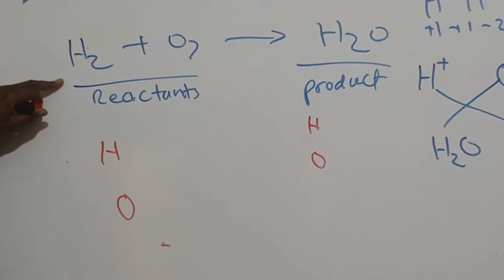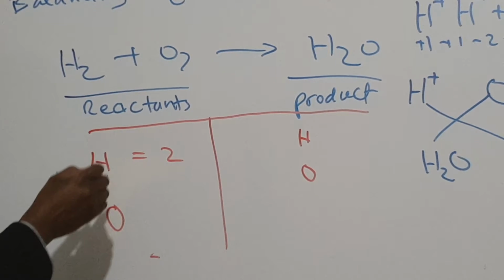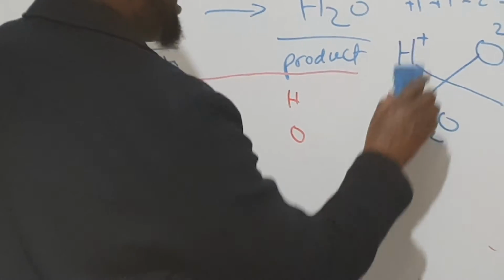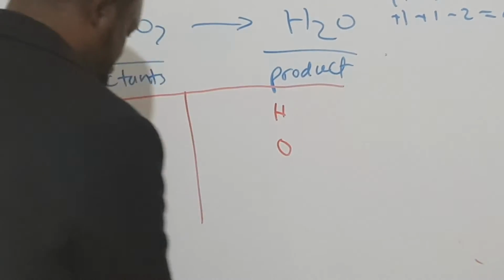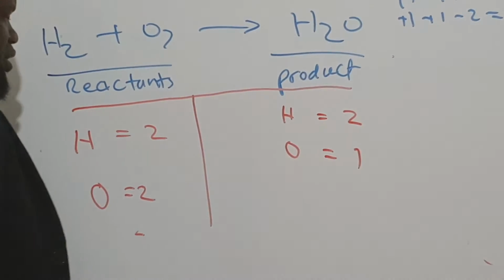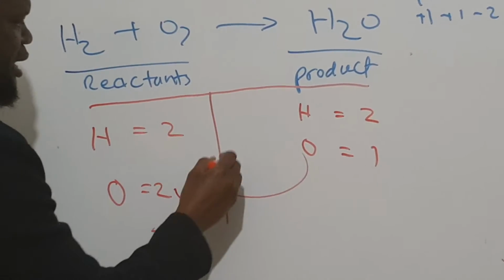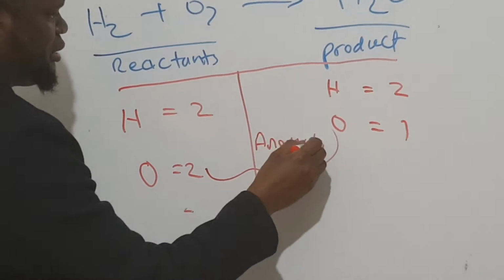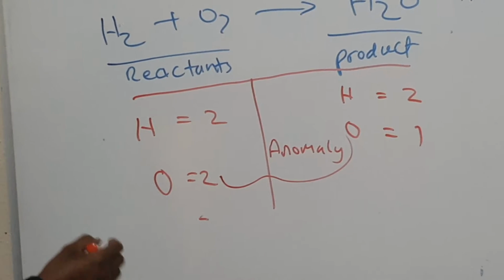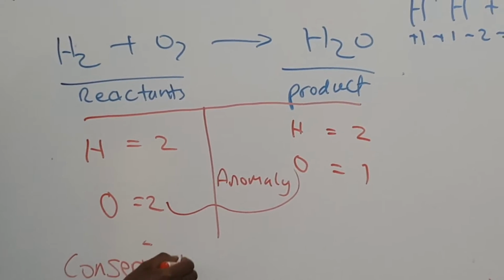Now, how many hydrogen do we have? Two. How many oxygen do we have? Two. Now, on this side, hydrogen is two, oxygen is equal to one. So there's an anomaly. What's an anomaly? Something unusual, like a mistake. Because there's a law of conservation of mass. Have you ever heard about this?